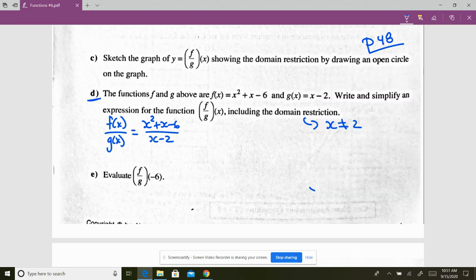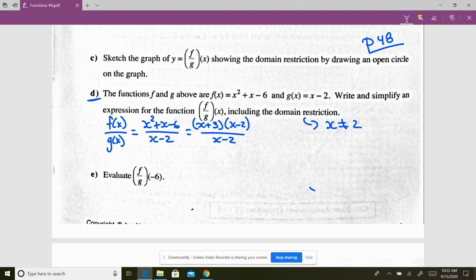So there's your domain restriction. Now we need to simplify it. When you have a quadratic, x squared, and it looks like there's nothing you can do, what should you do? That's what we did yesterday. Factor quadratics. Okay, so how do we factor this? Well, what multiplies to negative 6 and adds to 1? 3 and negative 2. Okay, so the top becomes x plus 3, x minus 2, over x minus 2.